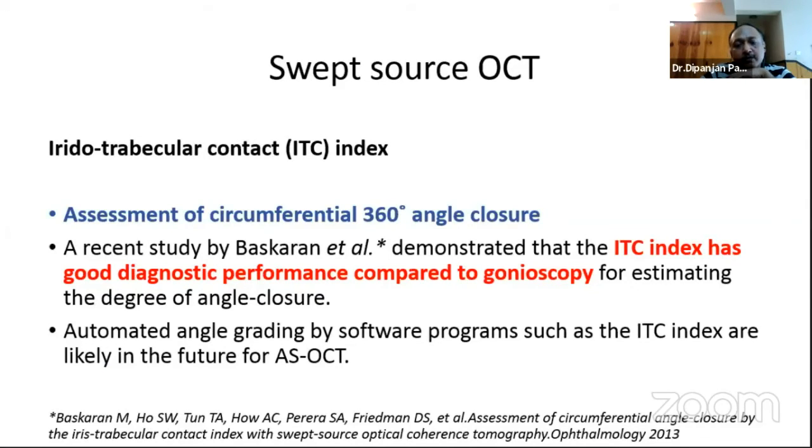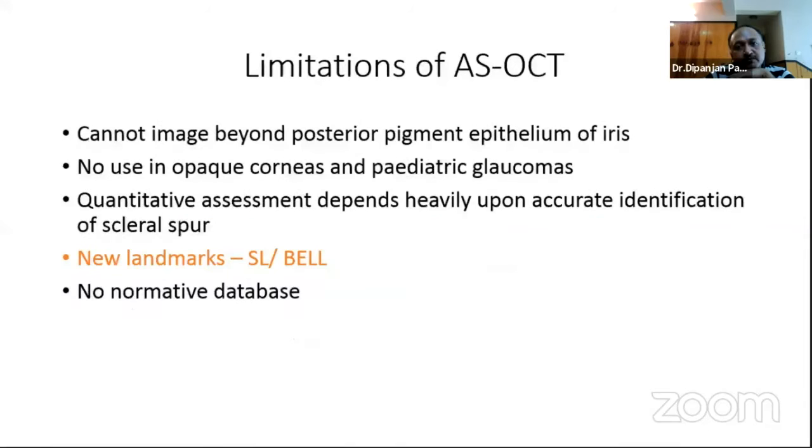Coming to iridotrabecular contact index, which is an assessment of circumferential 360-degree angle closure, the recent study by Bhaskaran et al. demonstrated that this ITC index has a good diagnostic performance compared to gonioscopy for estimating angle closure. And automated angle grading by software programs such as ITC index are likely the future for ASOCT.